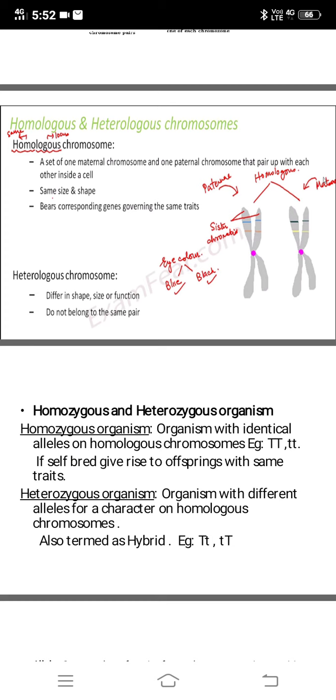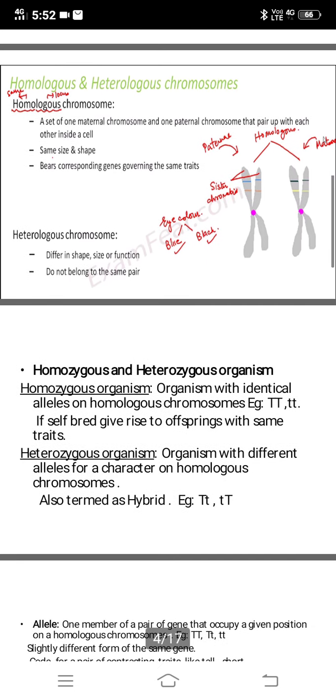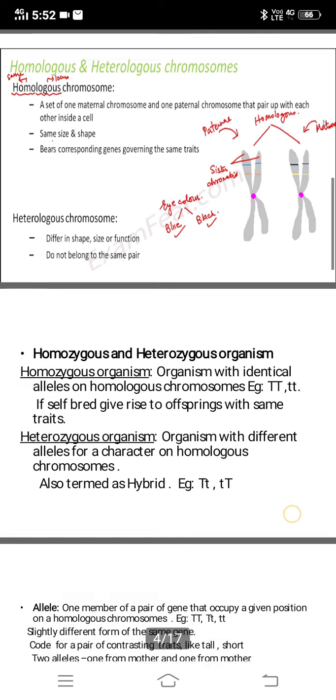So a homozygous organism will have the same identical alleles, whereas heterozygous organisms will have different alleles, like small t and capital T. Capital T is tall and small t is short.